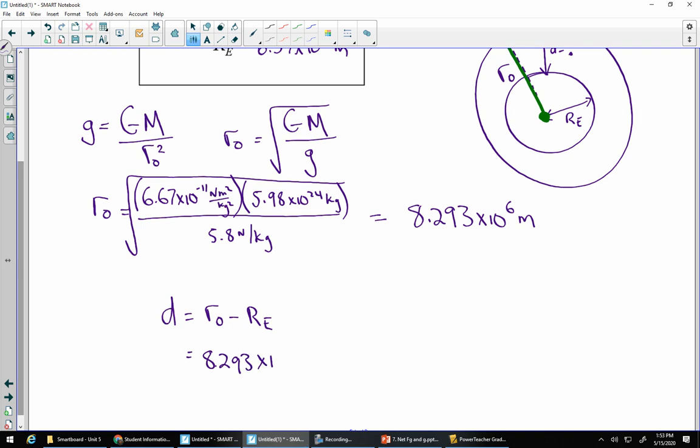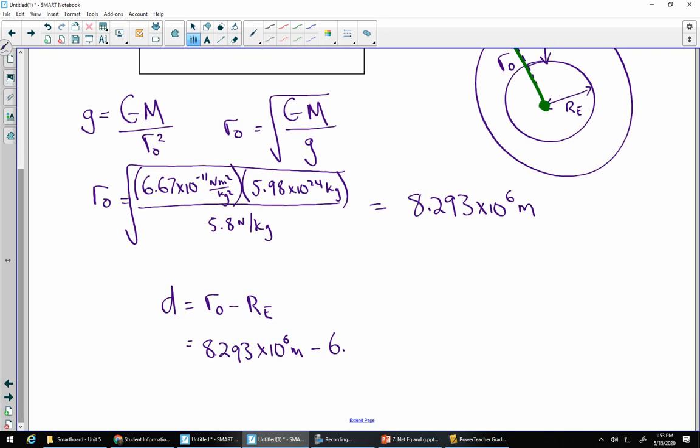8.293 times 10 to the power of 6 meters minus 6 point, and it's another one that I got to double check here, 6.37 times 10 to the power of 6 meters. We plug those numbers in, and we should end up with 1.92 times 10 to the power of 6 meters. Excellent. 1.92 times 10 to the power of 6 meters.